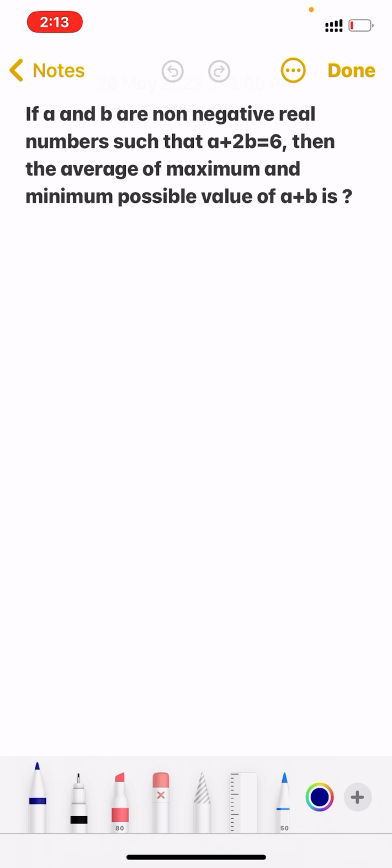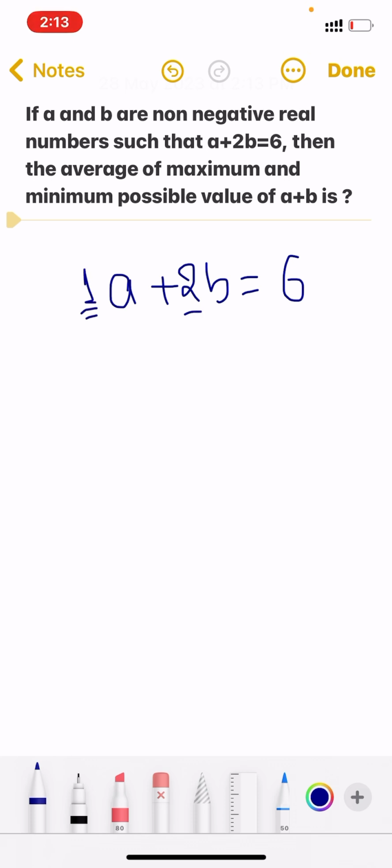Hello everyone, the question says: if A and B are non-negative real numbers such that A plus 2B equals 6, then find the average of the minimum and maximum possible value of A plus B. We have the equation A plus 2B equals 6, and we need the minimum and maximum possible value of A plus B. You can observe that the coefficient of B is 2 and the coefficient of A is 1.